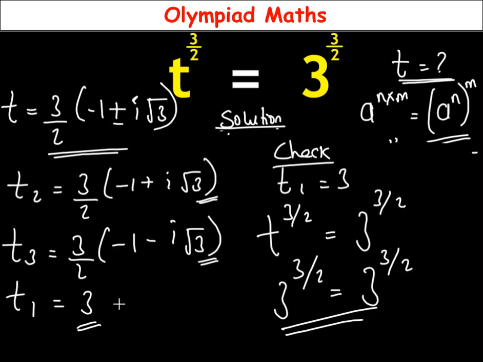And take note that the initial value of t is the real value of t. T2 and T3 are the complex answers for the value of t.